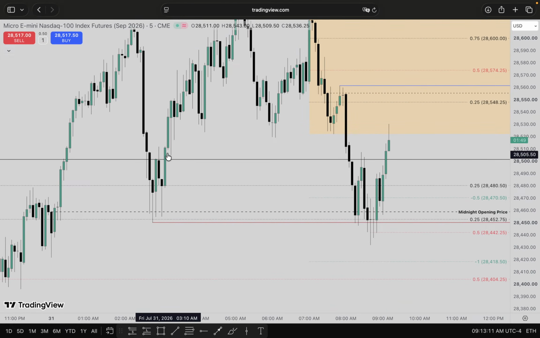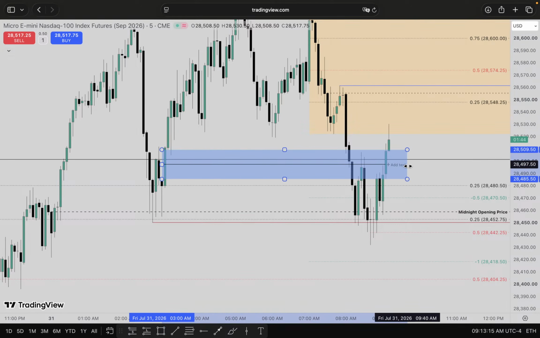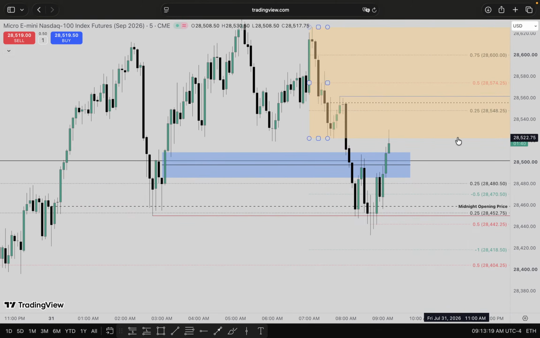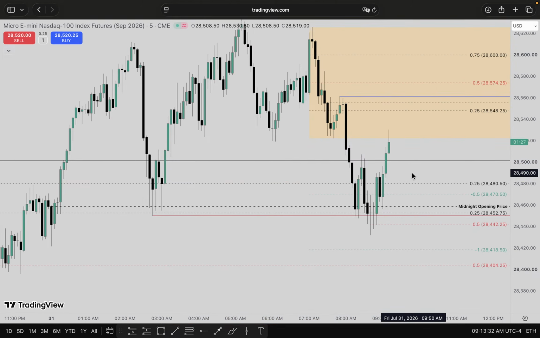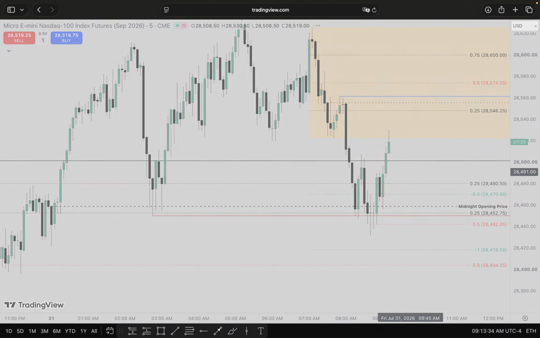We see how we closed above over here, or looking like we might close above. We'll see. But this is what I was talking about. That was support price. Now we're back above it, and a new week opening gap. But right now, I'm trading inside that 15-minute gap.